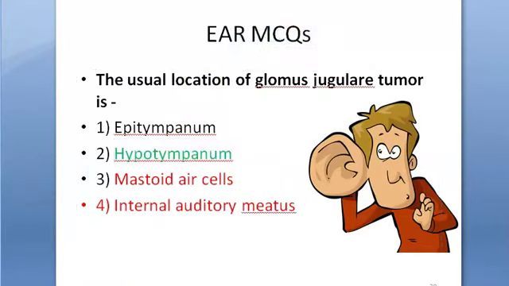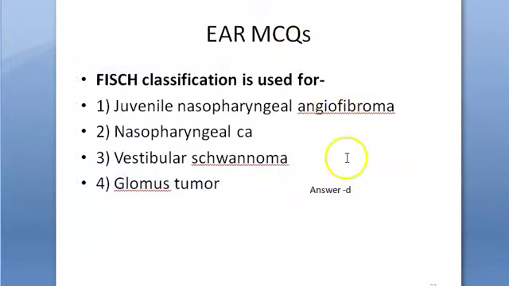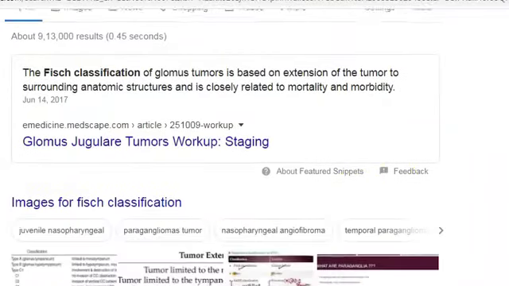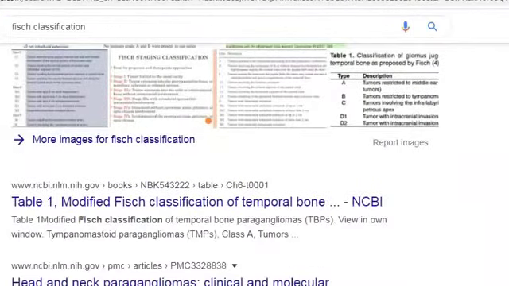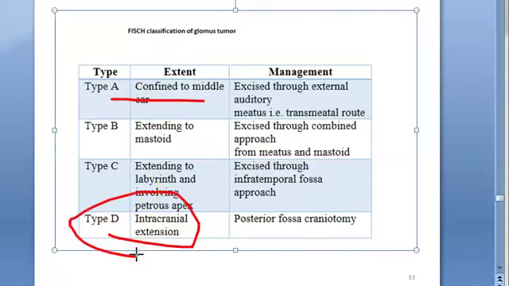Let's move on, guys. This FISCH classification is used for what? It's used for glomus tumor. What do you say? Yes, the answer is glomus tumor. So they are using this FISCH classification. Okay. Type A, type B, type C, type D. So type A is there only in the middle ear. Type D has reached intracranial extension. So it looks like type B has extended more.